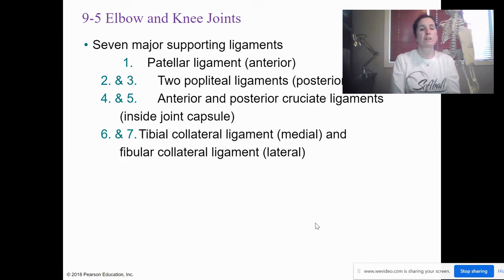There are two cruciate ligaments, one anterior, one posterior, that are inside the joint capsule and are very important to the stability of the knee. The tibial collateral ligament and the fibular collateral ligament. Same as when I was talking about the radial and the ulnar collateral, these also can be called the medial and the lateral collateral ligaments.